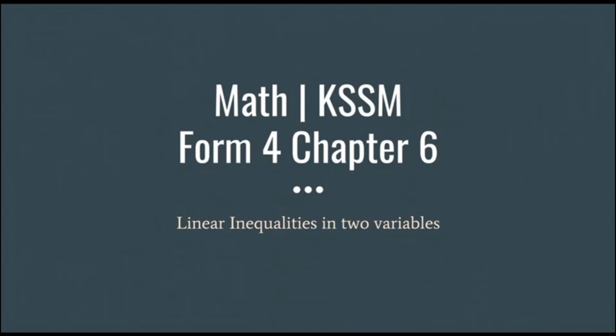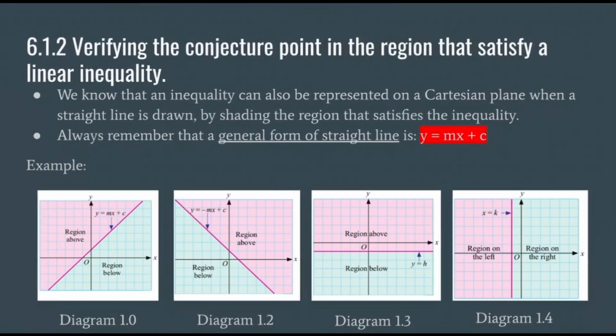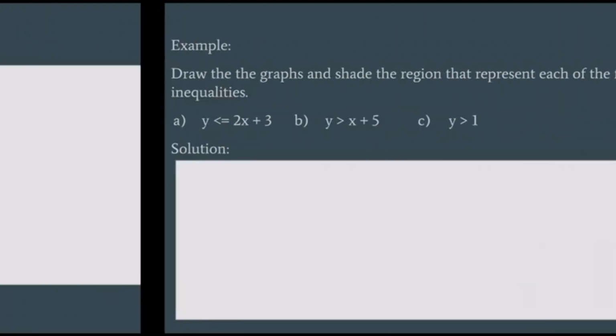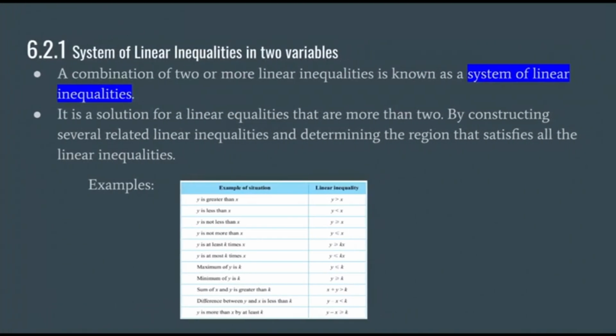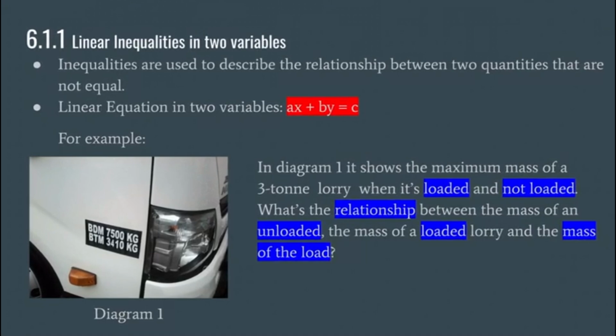Today I'm going to teach you guys Math KSSM Form 4 Chapter 6 Linear Inequalities in Two Variables. What you guys can get in this topic is linear inequality in two variables, verifying the conjecture point in the region that satisfies linear inequalities, and lastly, system of linear inequalities in two variables. Inequalities are used to describe the relationship between two quantities that are not equal.